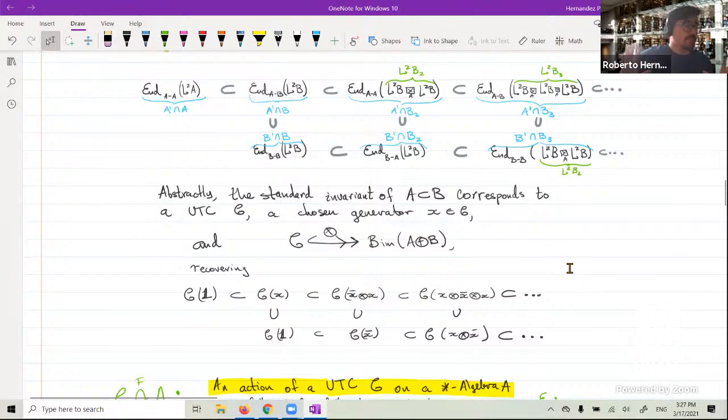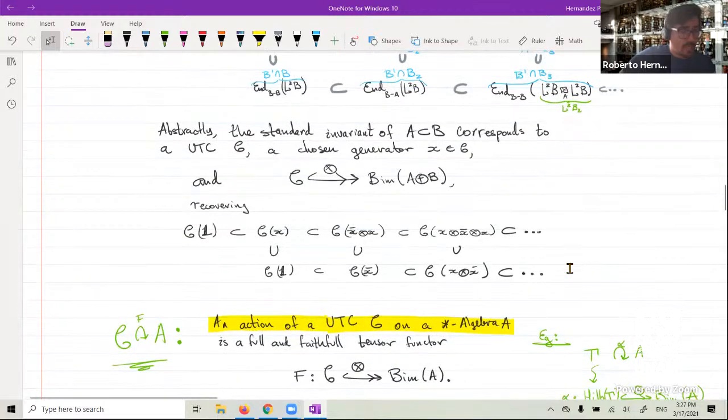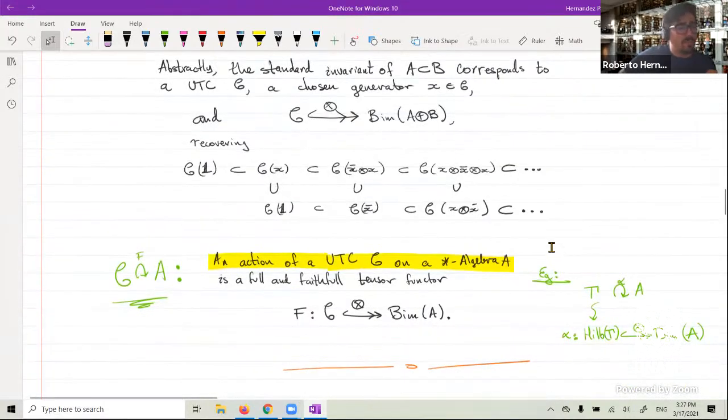So this is just an abstract presentation of a standard invariant, but we can actually take an extra step and now formally define an action of a unitary tensor category on a star algebra A as a full and faithful tensor functor from your category into the bimodule tensor category over A. And perhaps if there's no objections, up to this point, you can agree that this would be sensible to be defined as a representation, but maybe ask, why am I choosing to call this an action? So let me justify that, and I'll do so by means of examples as well.